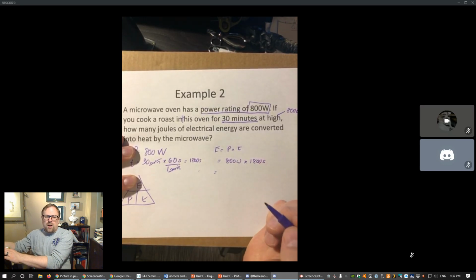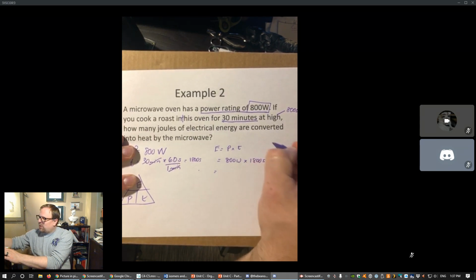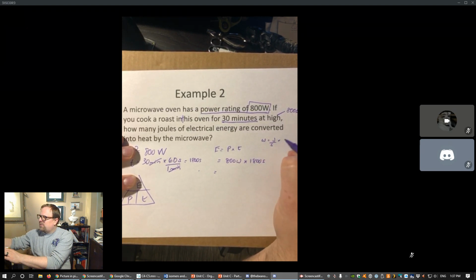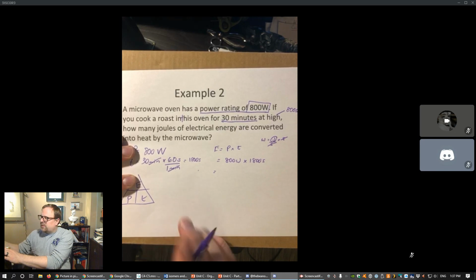When you get into grade 10 and beyond, I always like to teach a little bit about how units work. Remember, a watt is a joule per second. And if we take a joule per second and multiply it by seconds, seconds are canceled out because there's one on the top and one on the bottom, and we're left with joules. That's why this formula works the way it does.